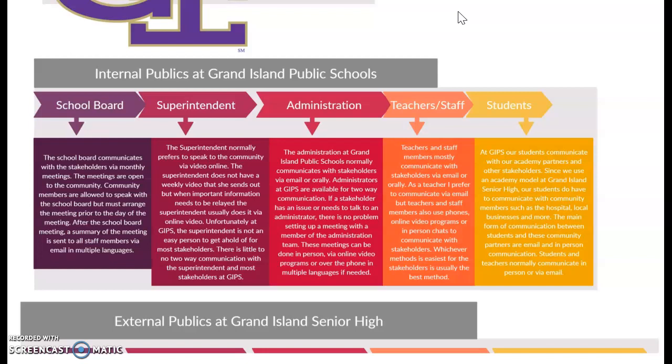Teachers and staff. Teachers and staff members mostly communicate with stakeholders via email or orally. As a teacher, I prefer to communicate via email, but teachers and staff members also use phones, online video programs, or in-person chats to communicate with stakeholders. Whichever method is easiest for the stakeholders is usually the best method.